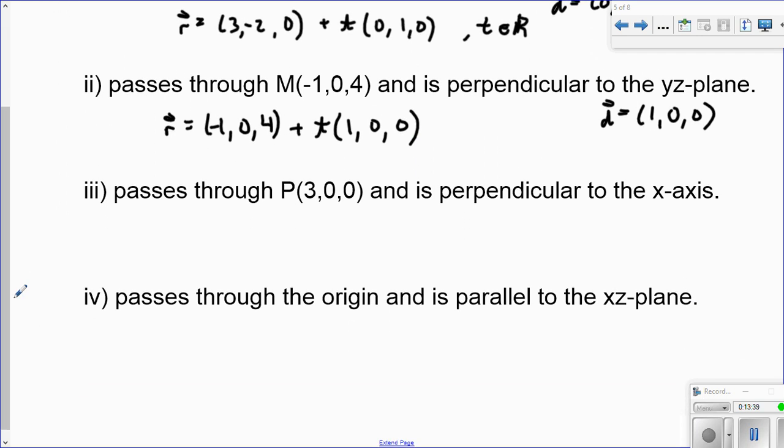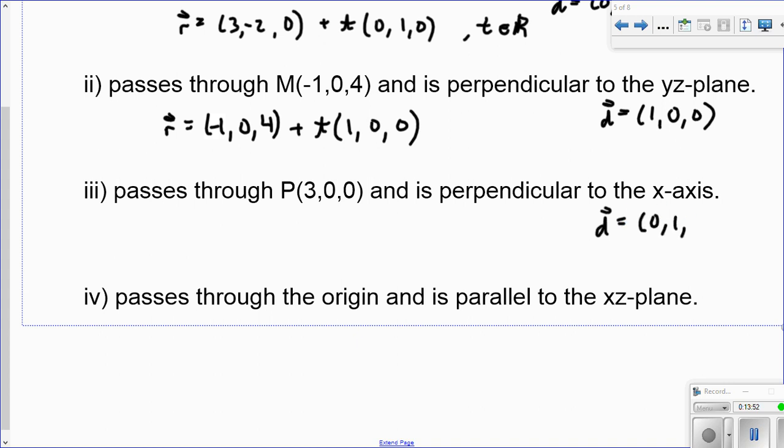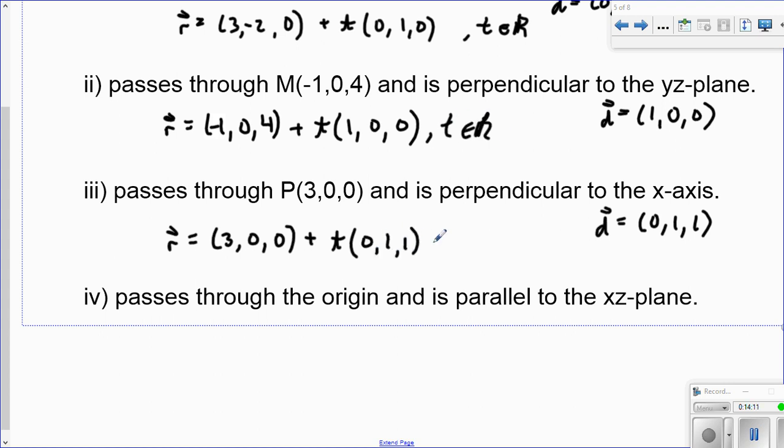Next, it passes through a point and it's perpendicular to the x-axis. Now if it's perpendicular to the x-axis, it's coming off the x-axis, right? And my direction vector is in the y-z plane. That'll be this direction vector, and I've got then my vector equation that represents this situation. It's got to go through the point, and then it follows along this direction vector.